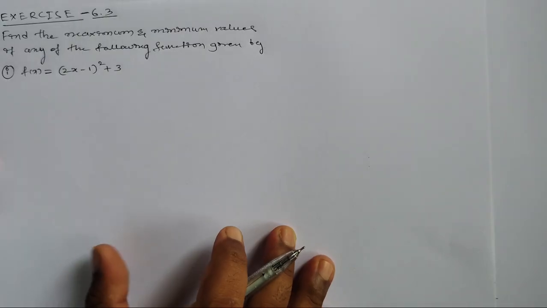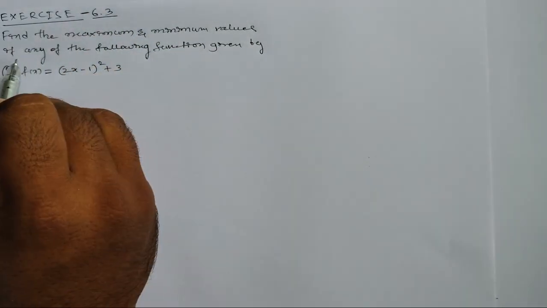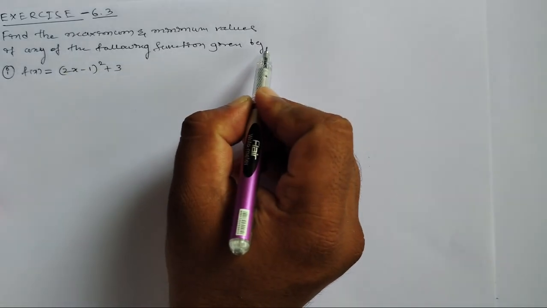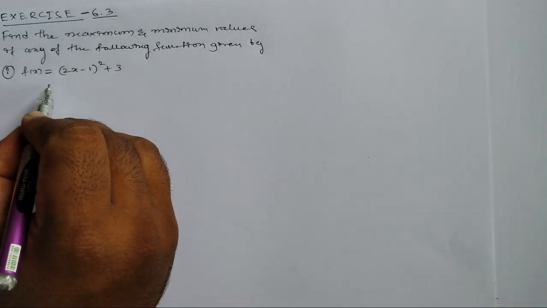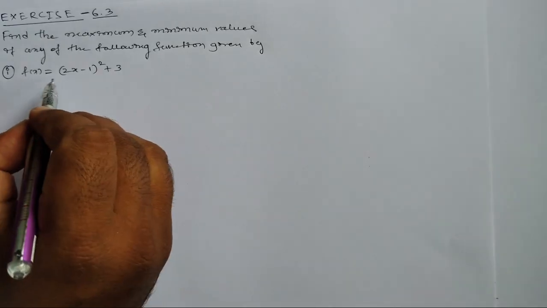Okay, let us start with exercise 6.3. Find the maximum and minimum values, if any, of the following functions given by: the first one, f of x is equal to (2x minus 1) whole square plus 3. Let's take this function.